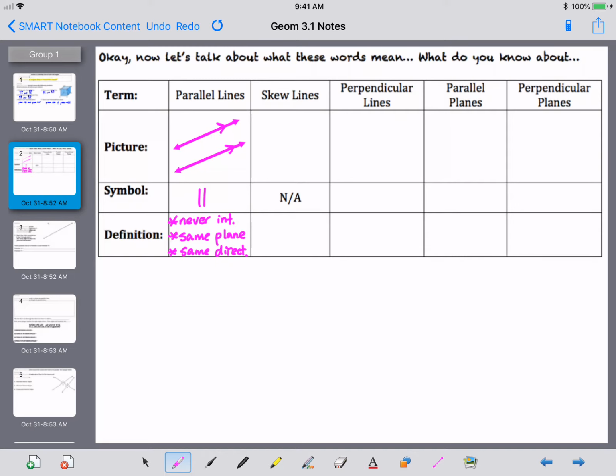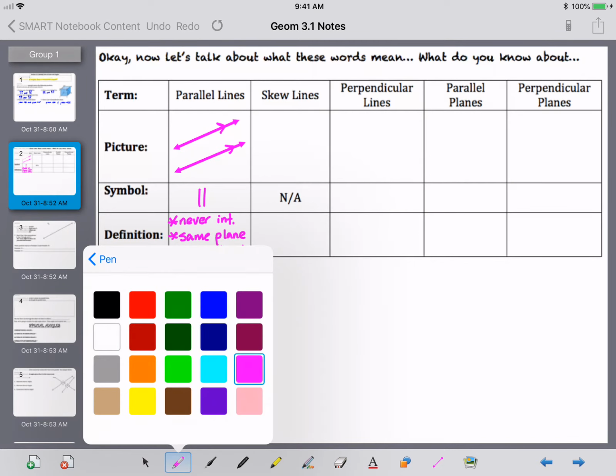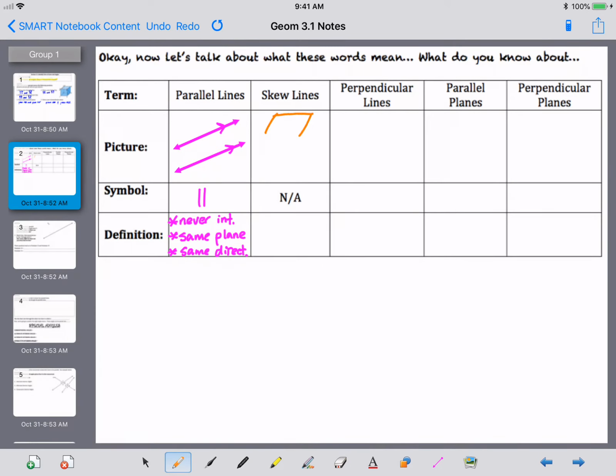Now skew lines, on the other hand. You have to have two parallel planes, or just two planes in general, and then if you draw two lines in those planes that are not parallel, that's what we call skew lines. They also never intersect. However, they are in different planes. And lastly, they also have to go in a different direction. So they're not parallel, even though they don't intersect.